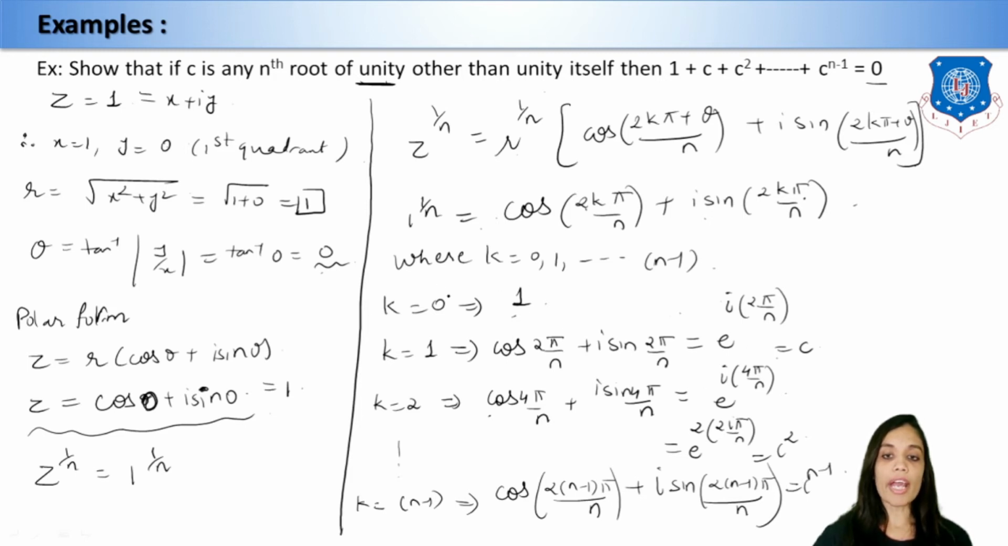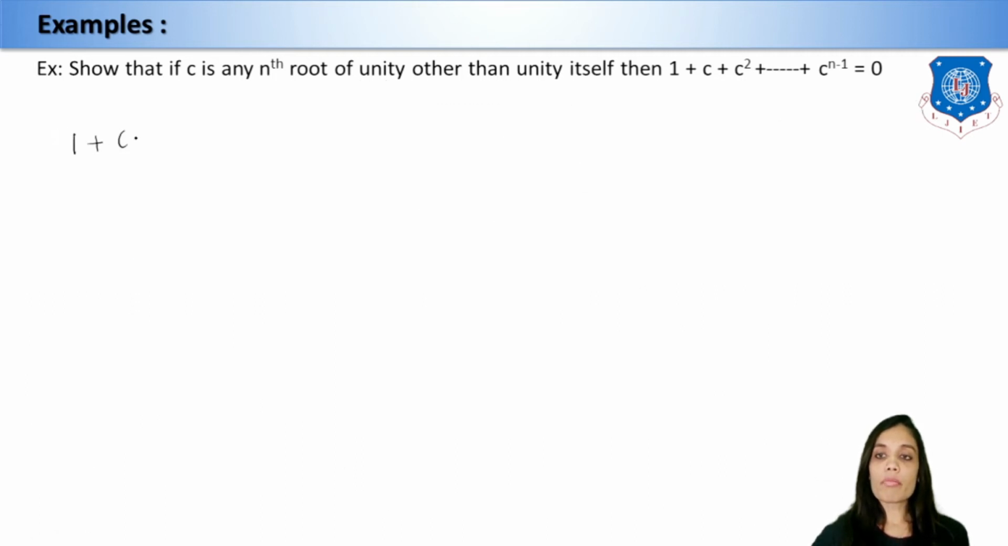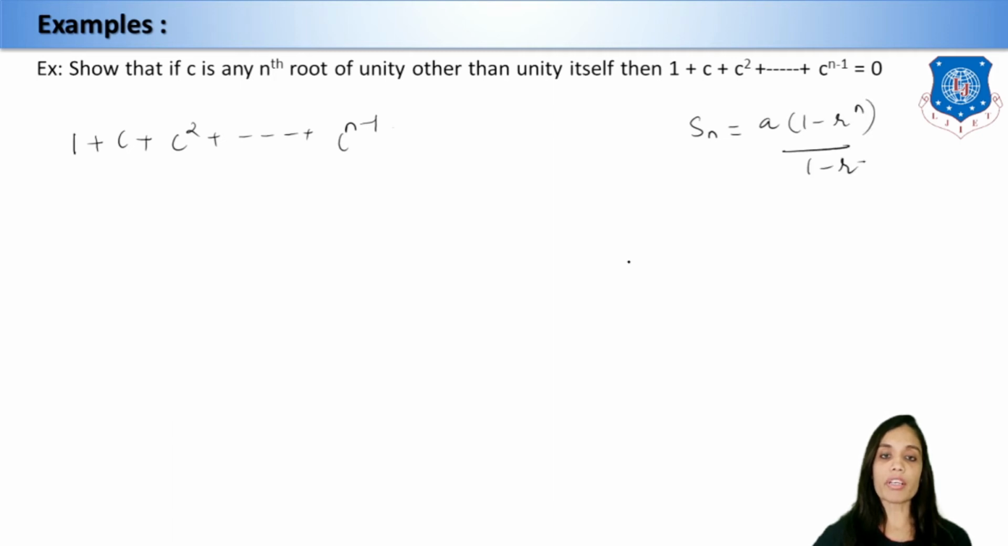Now let us add all these nth roots of unity. So what we will get? 1 plus c plus c square, and so on up to c raised to n minus 1. Now we know the geometric series sum Sn is given as a into 1 minus r raised to n upon 1 minus r. Here you can see that the value of a is 1 and the value of r is what? c. So let us write. So Sn will be equal to 1 minus c raised to n upon 1 minus c.